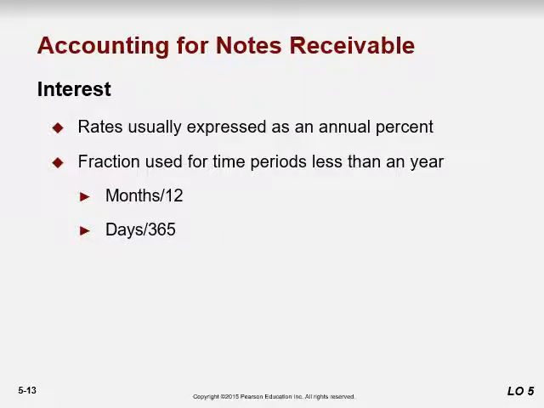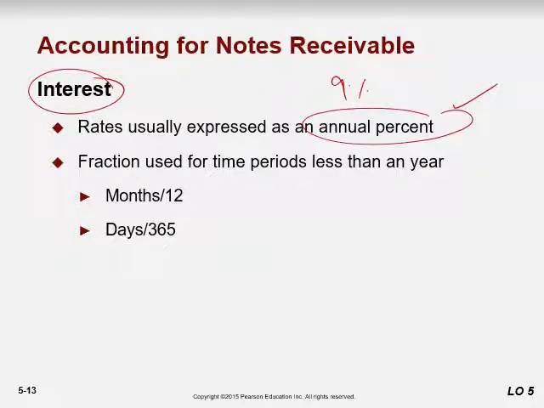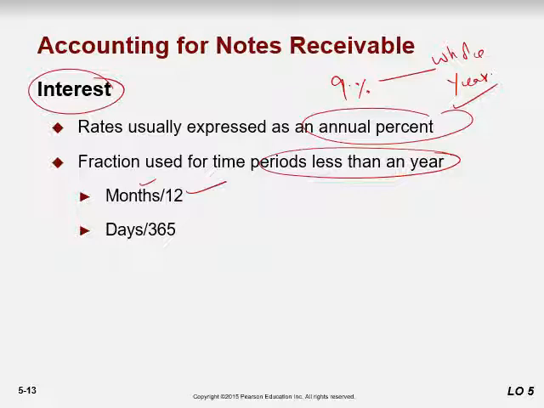And now the interest rate is expressed in annual percentage, right? If 9% is written there, it means you will receive 9% in a whole year, right? If you want to find out the fraction used for the time period, if it is for months, then how many months used divided by 12. If for days, how many days the money is used divided by 365, right? This is how we calculate interest.